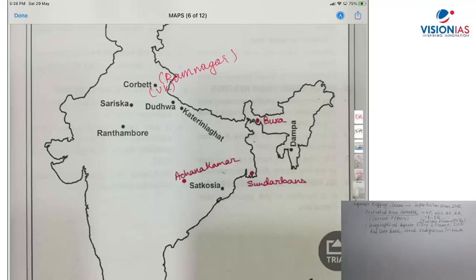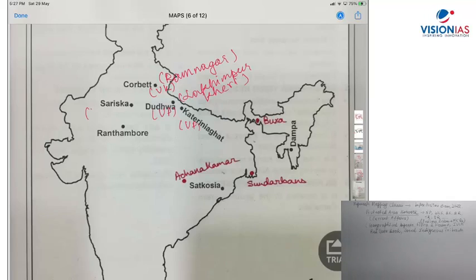Corbett National Park. Dudhwa is in the UP, Uttar Pradesh. Dudhwa is in Lakhimpur Kheri. There is a place called Lakhimpur in the Tarai region on the way to Nepal. Right, Lakhimpur Kheri in UP has Dudhwa National Park. Katrania Ghat also comes to the same place. Both of these are in UP.